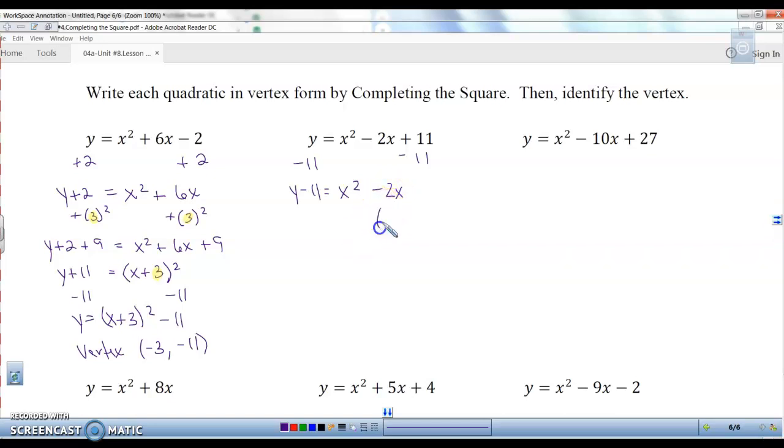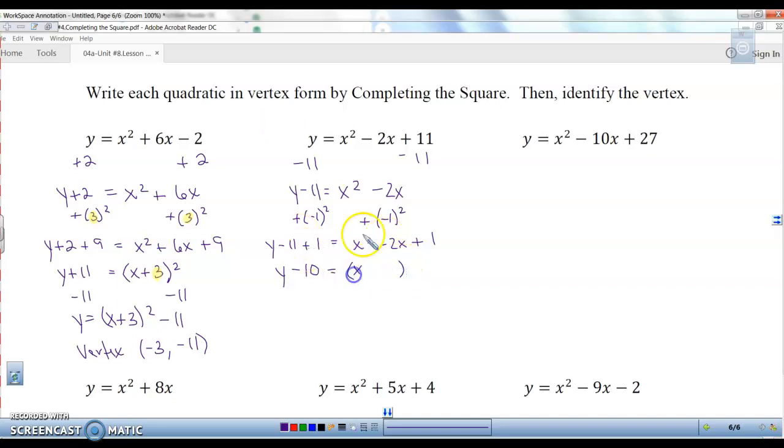Half of negative 2 would be negative 1 squared. So since I add it here, I also have to add it here. So this is y minus 11 plus 1 equals x squared minus 2x plus 1. Combine your terms, you get y minus 10. Watch your signs. Then x squared minus 2x plus 1 will be the factors of what squared?